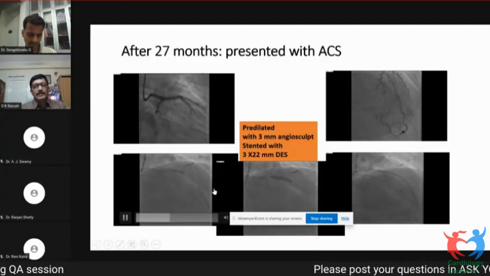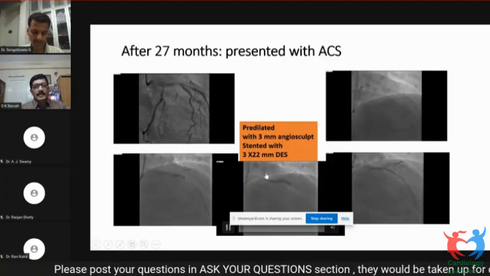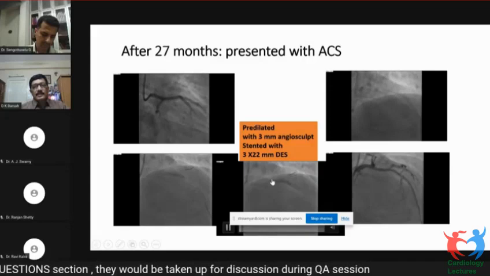So put another stent here again. This is the second time for this gentleman. 3 into 22 millimeter drug-eluting stent. This is a different drug-eluting stent this time, not the same one.